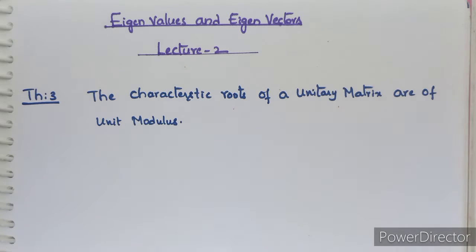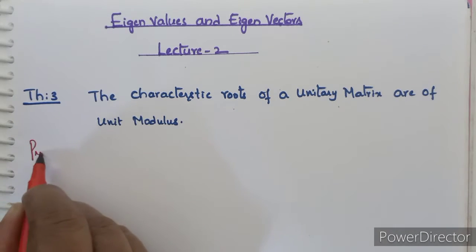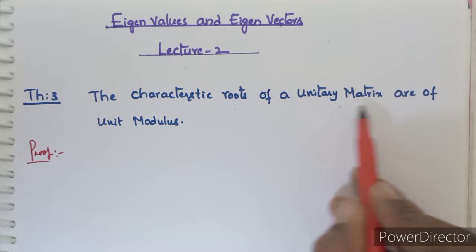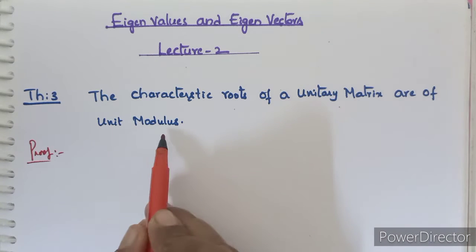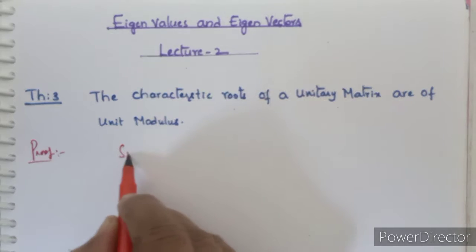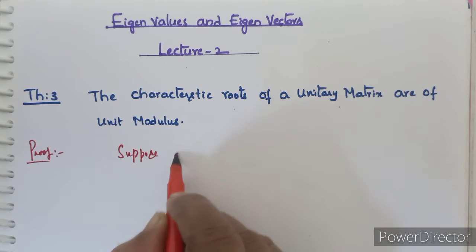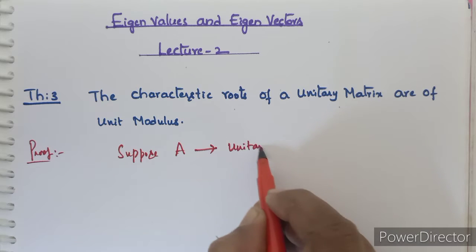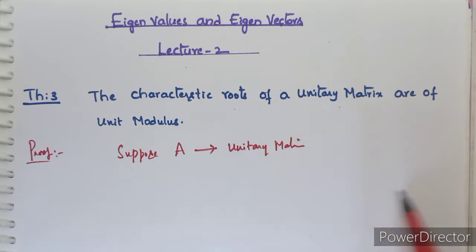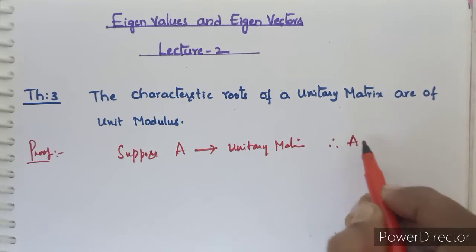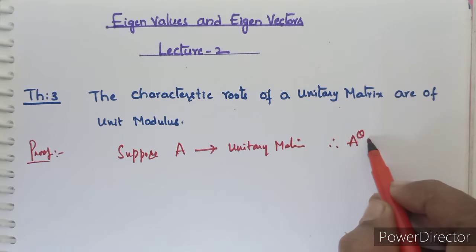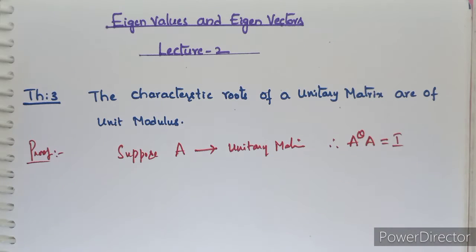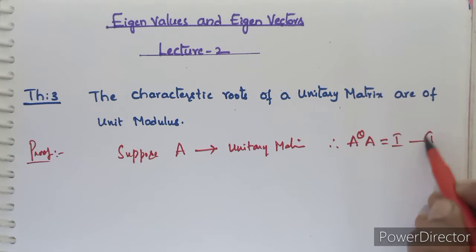Now we'll see the proof. The characteristic roots of a unitary matrix are of unit modulus. Suppose A is a unitary matrix. Therefore, by definition of unitary matrix, A^θ A = I. We take this as equation 1.